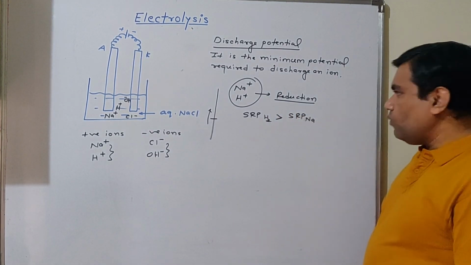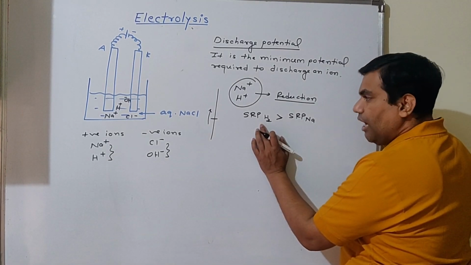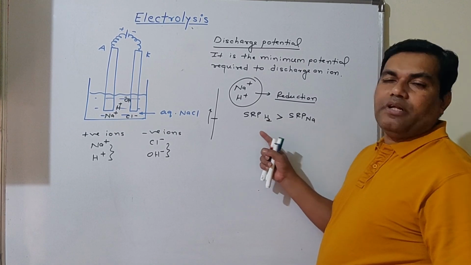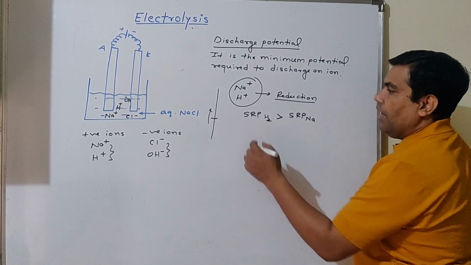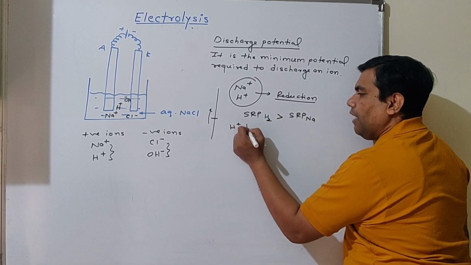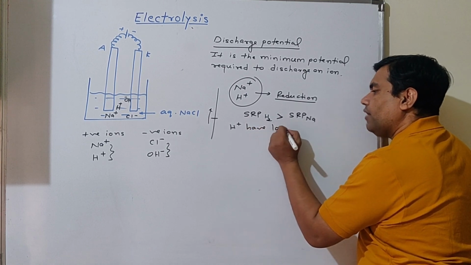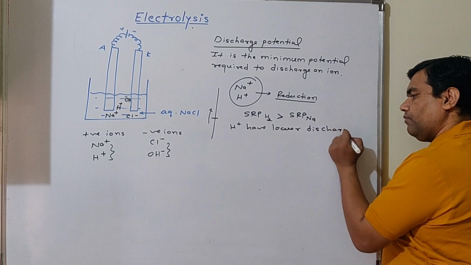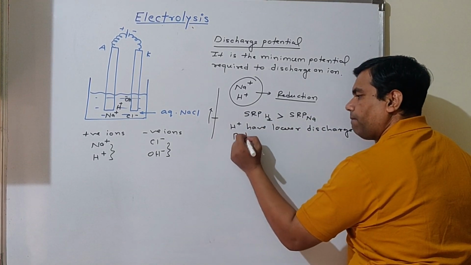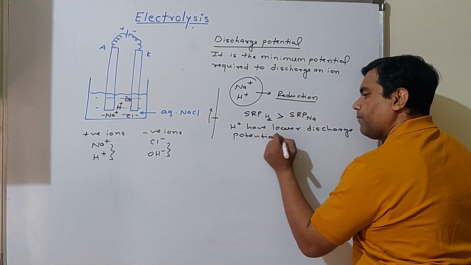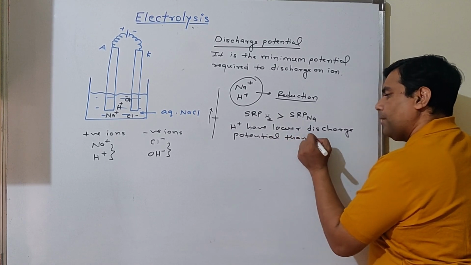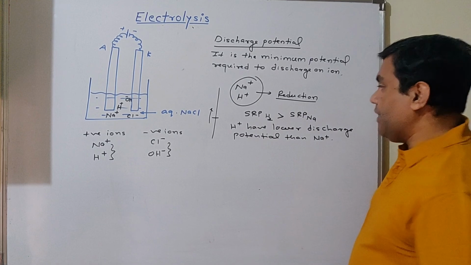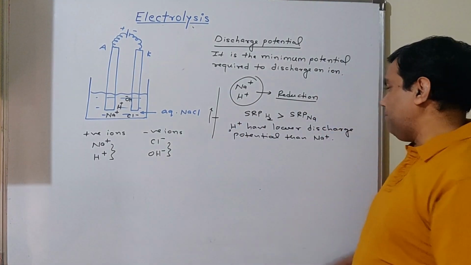And that is the reason why the tendency to get discharged will be greater for H plus ions. And we'll say that H plus has a lower discharge potential than Na plus. So the tendency to get discharged will be greater for H plus as compared to that of Na plus.